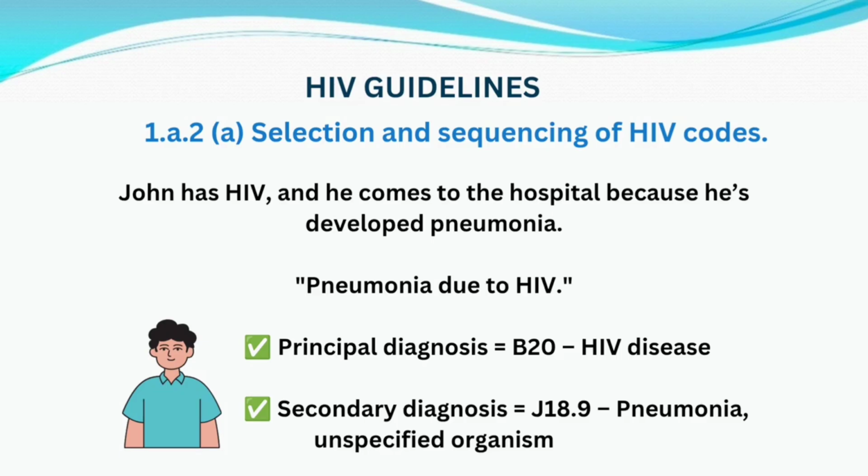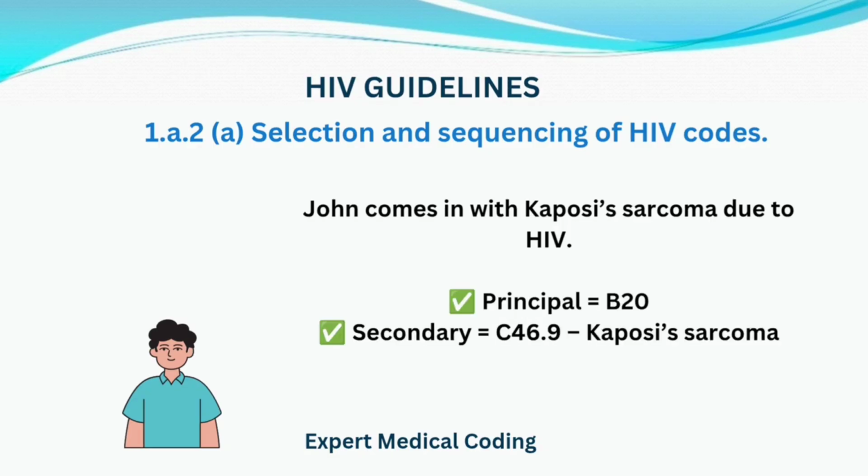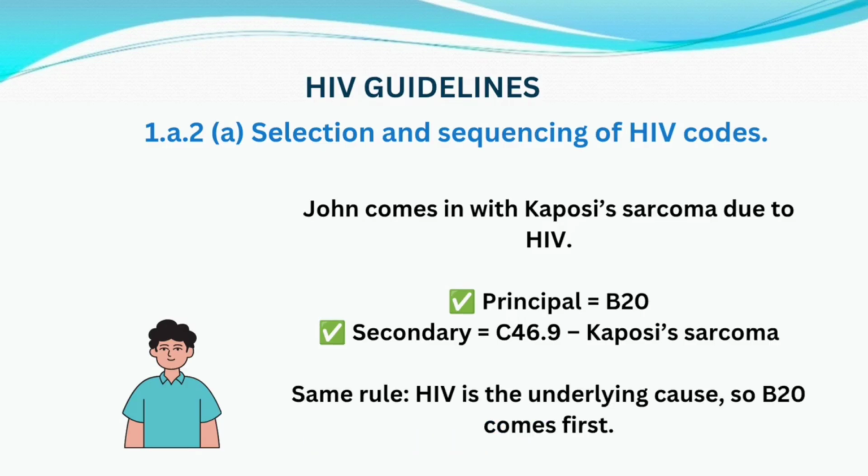Without HIV, the pneumonia wouldn't have developed in this way. So that's why B20 comes first. Another day, John comes in with Kaposi's sarcoma due to HIV. Again, the principal diagnosis we have to give is B20 and the secondary diagnosis will be C46.9, that is Kaposi's sarcoma. Same rule applies here. HIV is the underlying cause, so B20 comes first and secondary is the Kaposi's sarcoma.